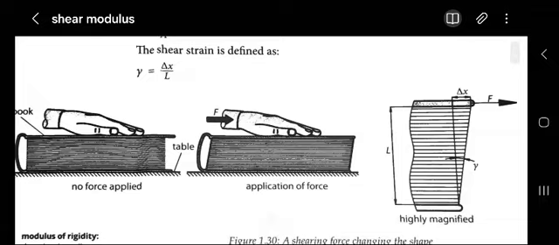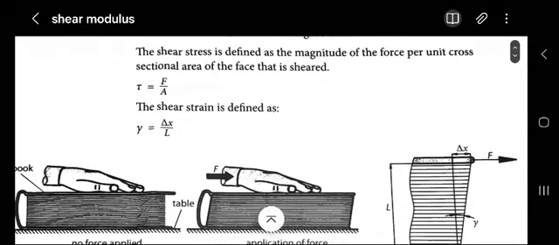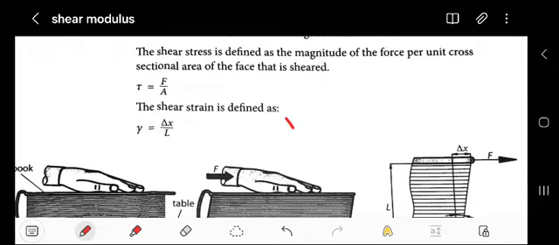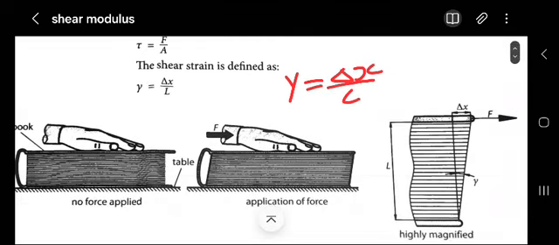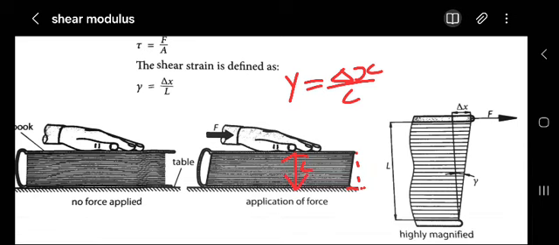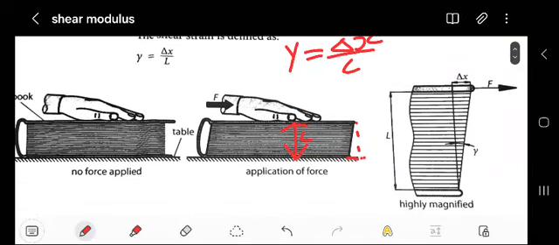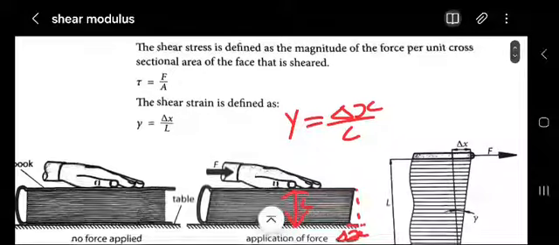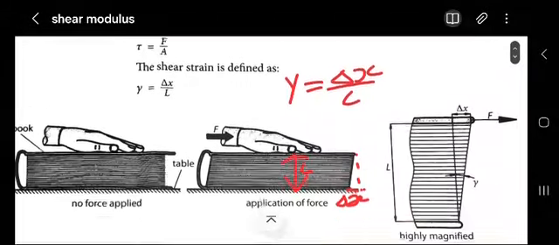The shear strain is defined as gamma, which is the change in x over the length. But here the length we consider is the height, not this one. We call the height the length. The change in length will be this one; as you can see, that will be x, our change in length. That's how we consider it. So that is what we have.